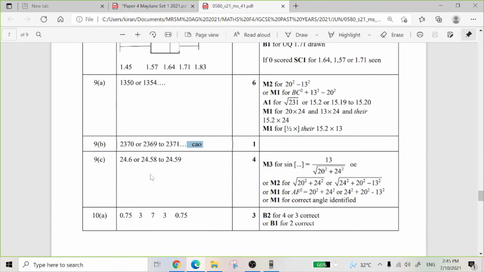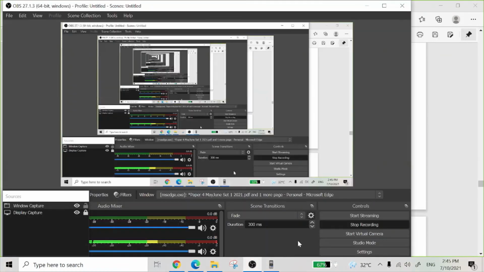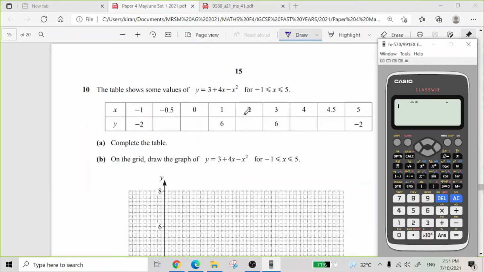Okay, 24.6 degrees. That is question number 9. Next, please focus and substitute carefully. Make sure it is negative 0.5 here, minus negative 0.5, and then we square it. Then we get 3.75, or 0.75 when we recheck.